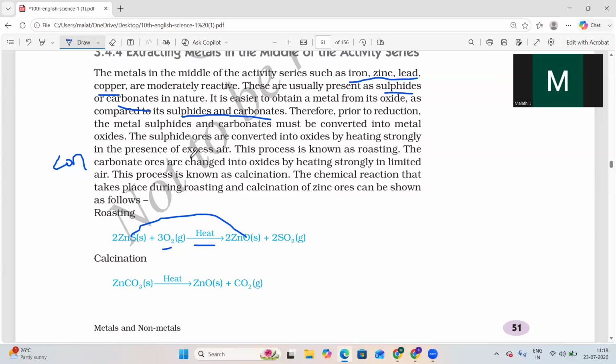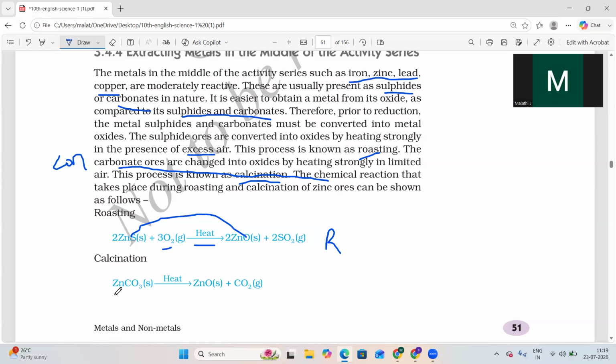we are doing roasting here in the presence of oxygen. After getting zinc oxide, we have to heat carbonate ores to change them into oxides by heating strongly with limited air. That is called calcination. So one process we are using is roasting, where sulfide ores are converted into oxides by heating strongly in the presence of excess air. And if we use calcination, we change carbonate ores again into oxide ores.